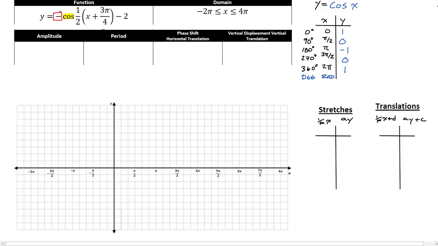So A is the value in front of our function here. In this case, A equals negative 1. So what do we do with that? We multiply all our y coordinates by negative 1, so negative 1 times y. It's going to cause a reflection. So if it originally looked like this, which it does, it's going to reflect and look like this now. So we multiply all of these y coordinates by negative 1. Now we have negative 1, 0, positive 1, 0, negative 1.